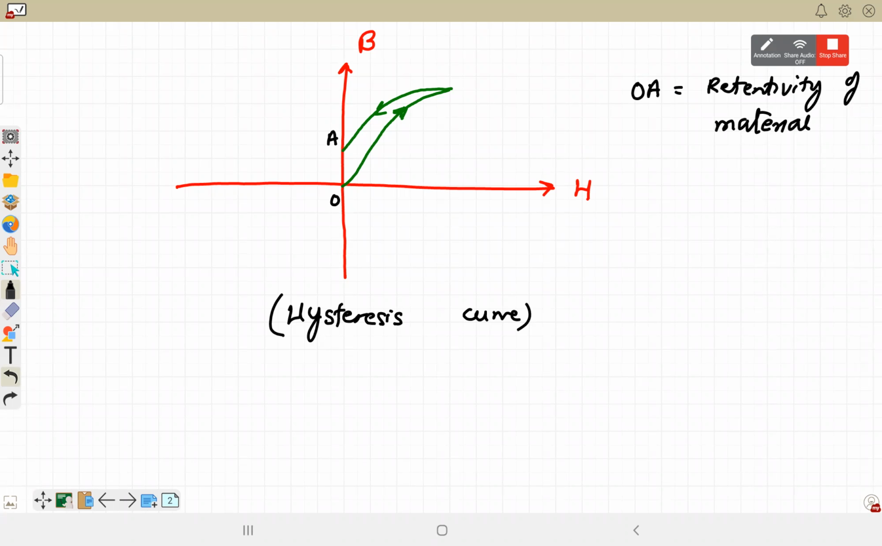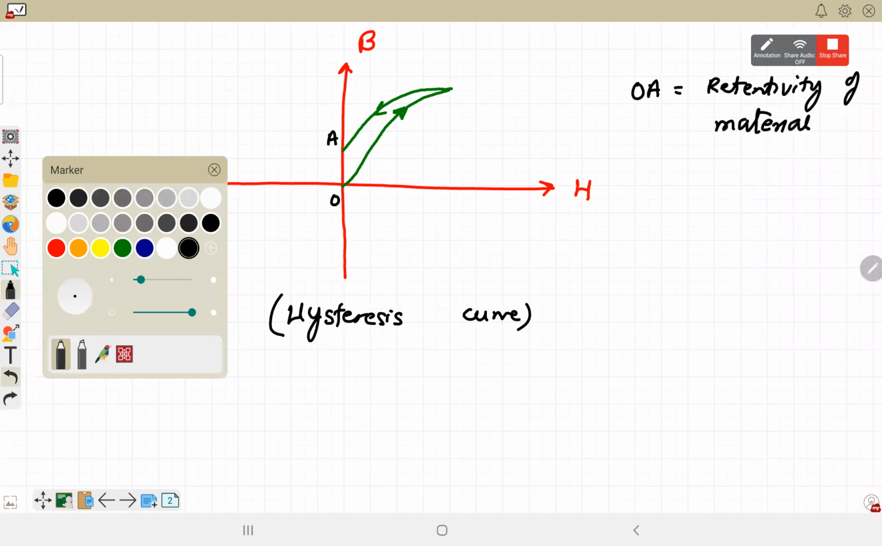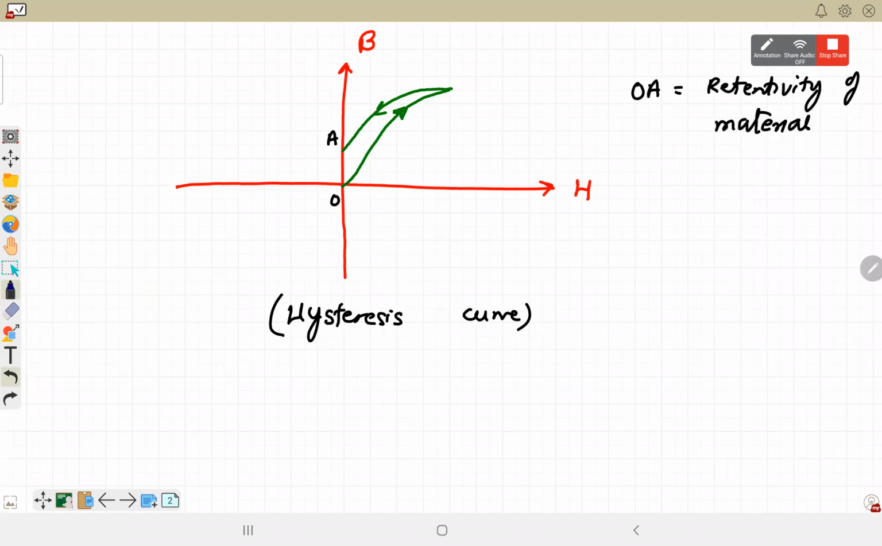रिटेंटिविटी मतलब एक्सटर्नल फील्ड को हटाने पर भी उसने कितनी अपने अंदर मैग्नेटिक फील्ड स्टोर कर ली है. अगर ये मैग्नेटिक फील्ड बहुत ज्यादा होगी, then it will become like a permanent magnet. It will show a permanent magnetic property और magnetic behavior.